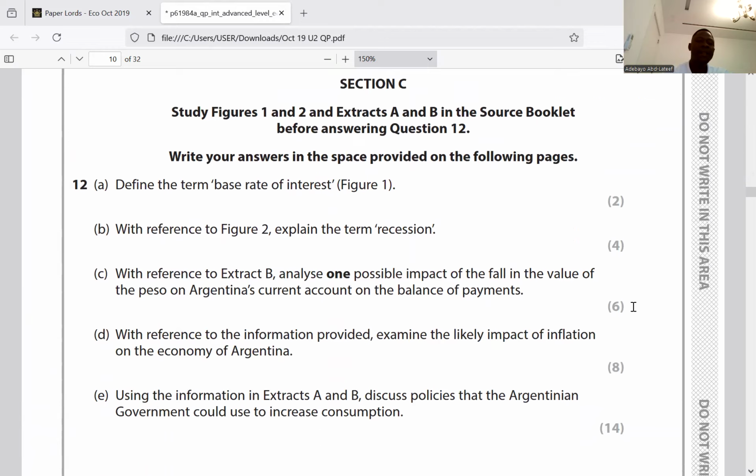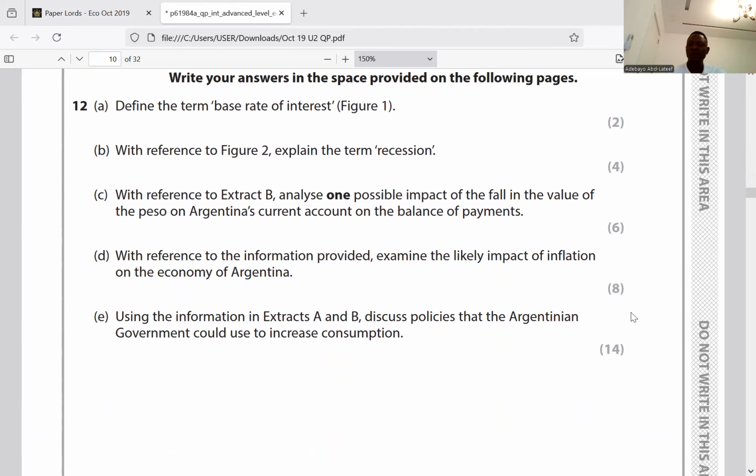Go to question 12. Tell me what is GDP per capita. It's the GDP per person. What is nominal GDP? There's real GDP, right? So what's nominal GDP? It's unadjusted for inflation, that's nominal. And that's GDP itself, you know?